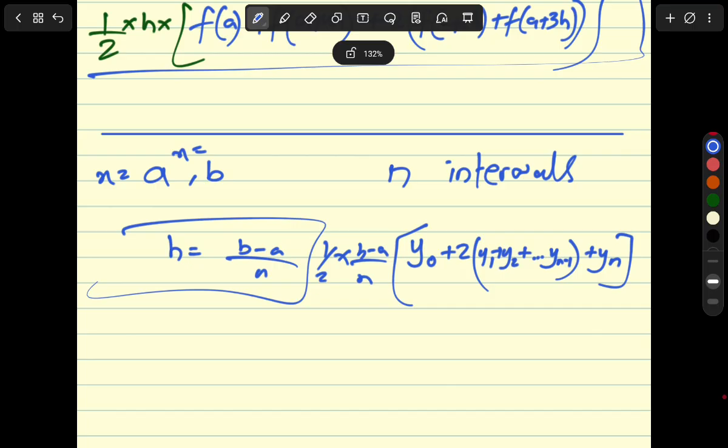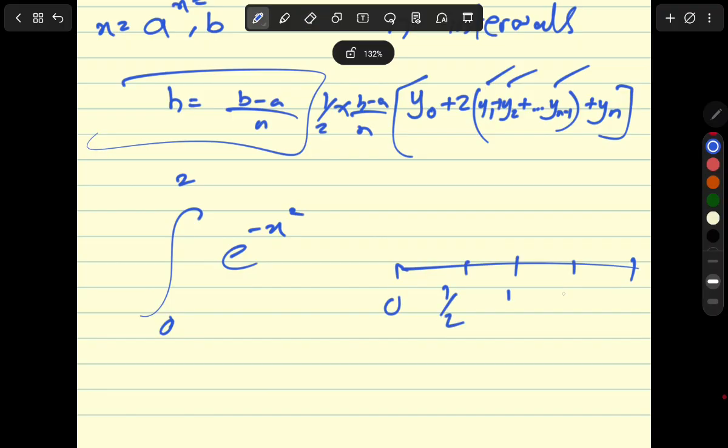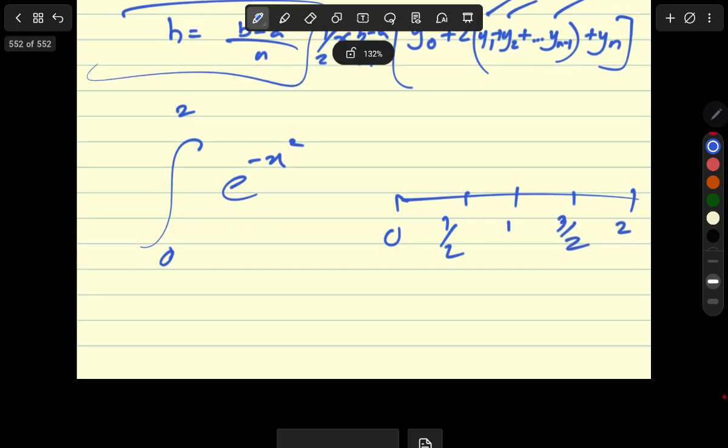The first and last ordinates appear once. Every internal ordinate appears twice, y1, y2, up to yn minus 1. That pattern comes from adding neighboring trapeziums, right? Now you will apply this if you're doing e to the power of minus x squared between 0 and 2. Let's say that you are doing it in 4 equal intervals between 0 and 2, right? So this is at 1 upon 2, this is at 1, this is 3 upon 2, and this is 2.